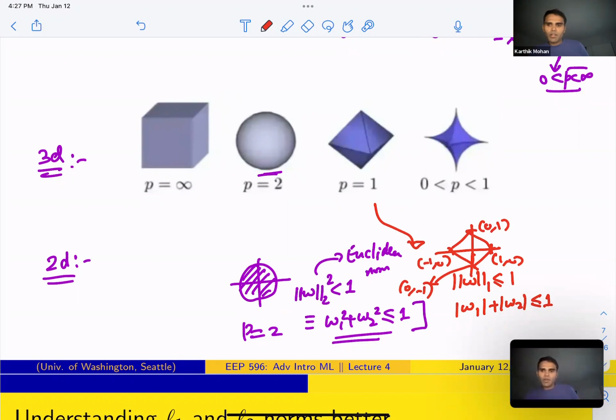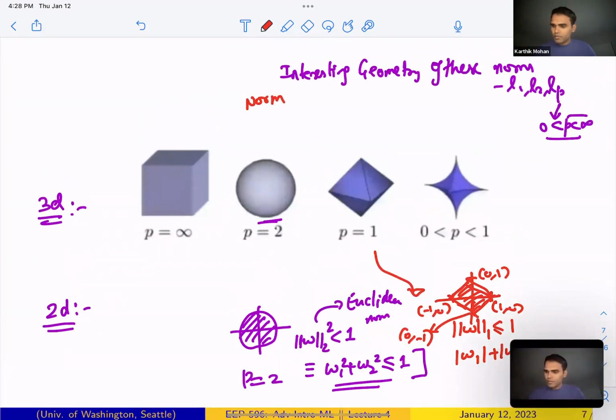If you sum up the coordinates in absolute value on these 4 points, you get 1: for (-1, 0), that's 1 plus 0; for (0, 1), 0 plus 1; for (1, 0), 1 plus 0; for (0, -1), 0 plus 1. So you get 1. That tells you the edge corresponds to the diamond here. And the inequality, which is less than 1, is the shaded area. This is called the norm ball. If you constrain the norm to be within a certain value, the geometric shape it takes looks like some kind of a ball.